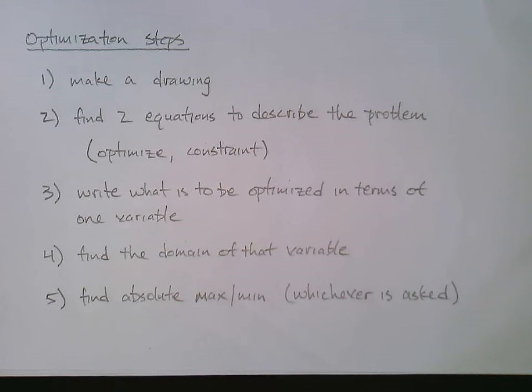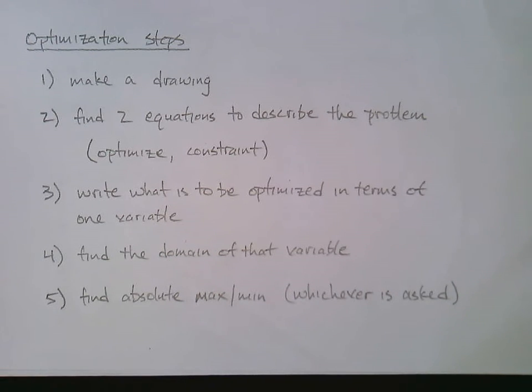Every optimization question is going to have these two equations: the one you're trying to optimize, and then your constraint. And keep in mind the constraint's always going to be equal to some number told to you in the problem. Step three, write what is to be optimized in terms of one variable. So we always use the constraint to solve for one of the variables so that we can plug into our optimizing equation.